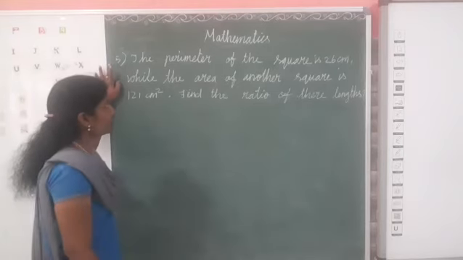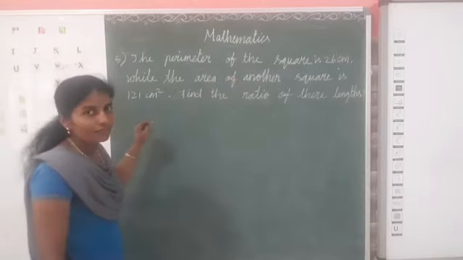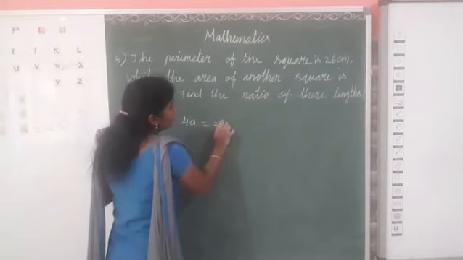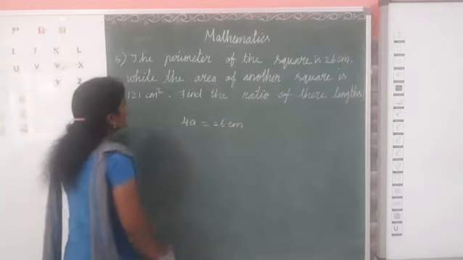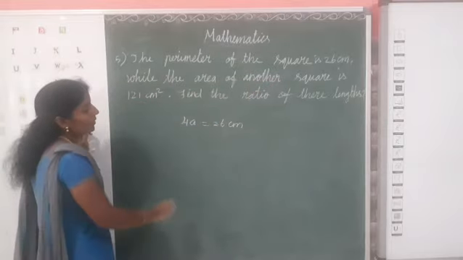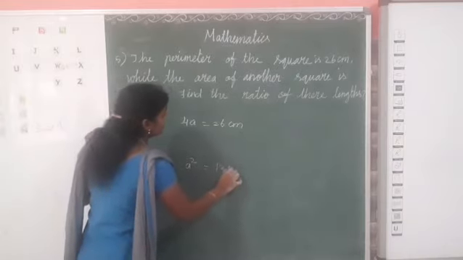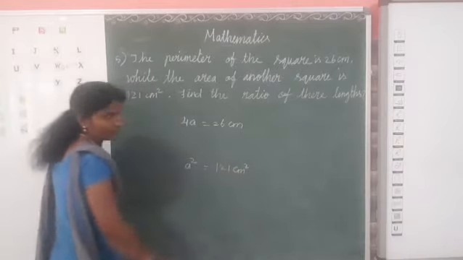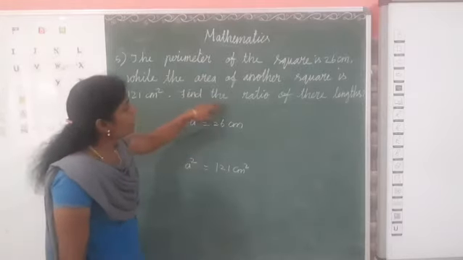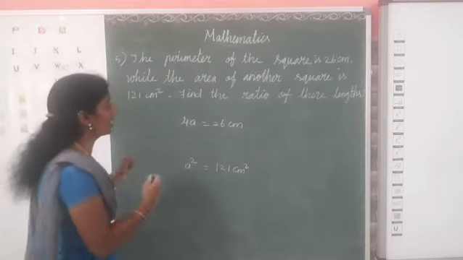Now, fifth question. The perimeter of the square is 26 centimeter. Perimeter of the square formula 4a. Isn't it? 4a equal to 26 centimeter. While the area of another square is 121. Area means a square equal to 121 centimeter square. Okay. Now listen. Here we can find the ratio of their length. One side we want to find. What is the side length?